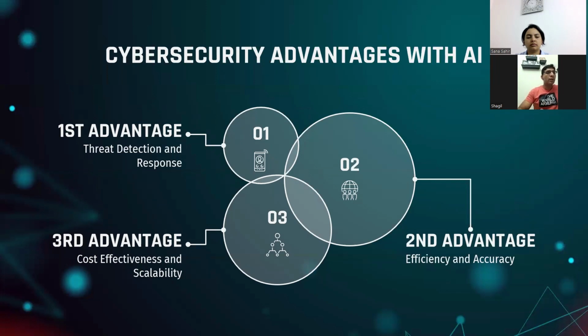Now the third point is cost effectiveness and scalability. AI models are capable of scanning massive amounts of data, which enables fast threat detection and reduces the response time to reported security incidents. That minimizes the expense of having many resources deployed only for monitoring security incidents, which can be effectively handled by the AI models.